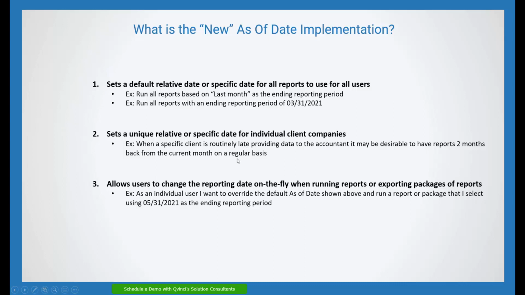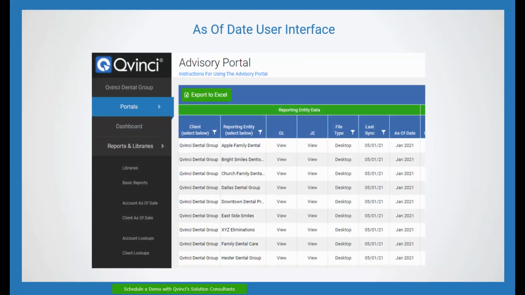And finally, to make it easy to use for anybody at any time, we allow users, when they're logged in, to override any of the as-of-dates because they might need to run a report for a specific client for a date that is 3 months ago, or cutting off 2 months ago, or end of year. So there's 3 ways to use the as-of-date. We're going to show you how to do and use them all.